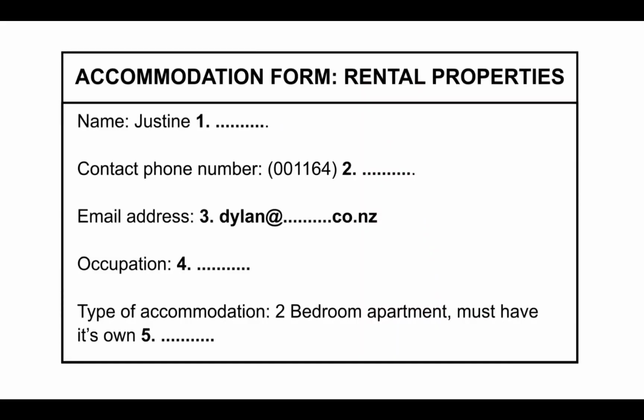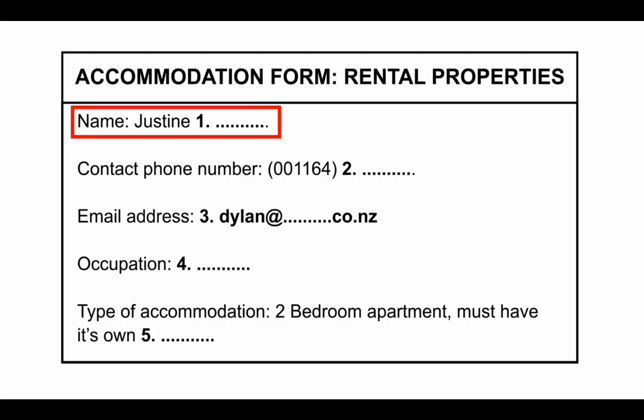It's also important that you focus on the image, because the image also contains helpful clues. Let's look at some of the clues in the form completion task. So in this example, we know that number 1 is going to be a family name. How do we know this? Well, the clue is the word name and the first name, Justine. This means we know we're listening out for a last name.